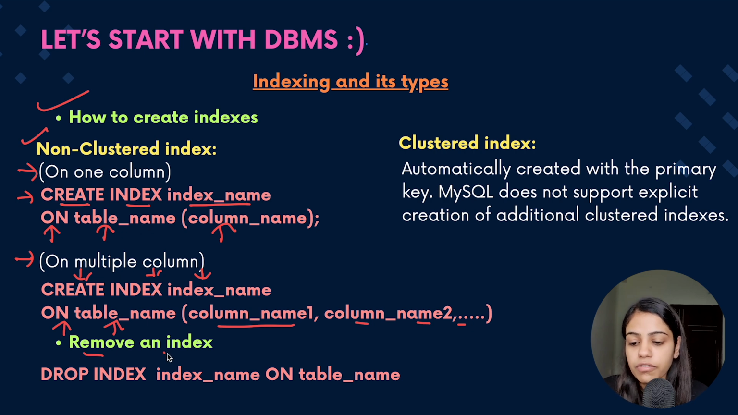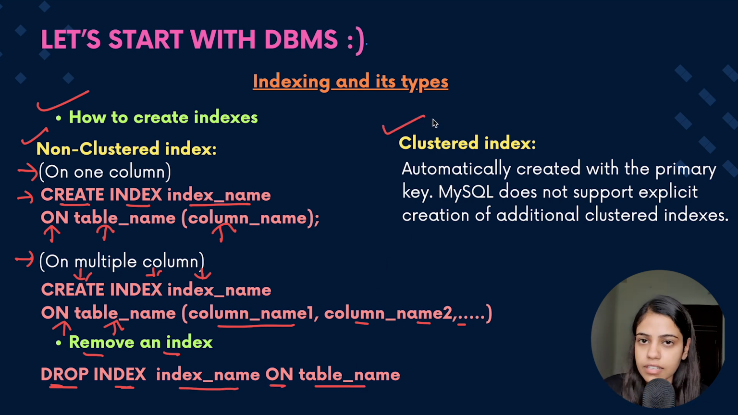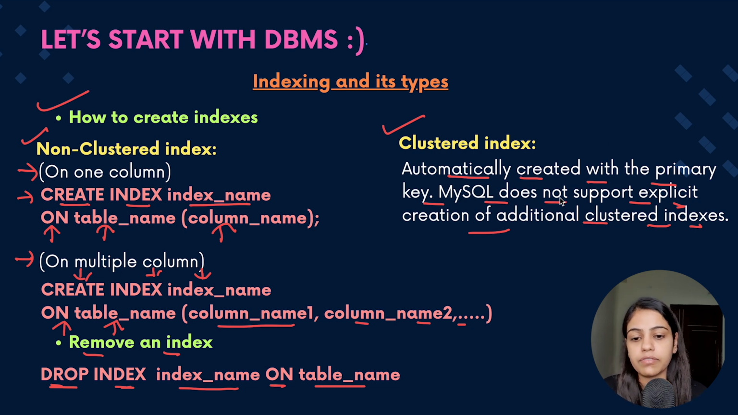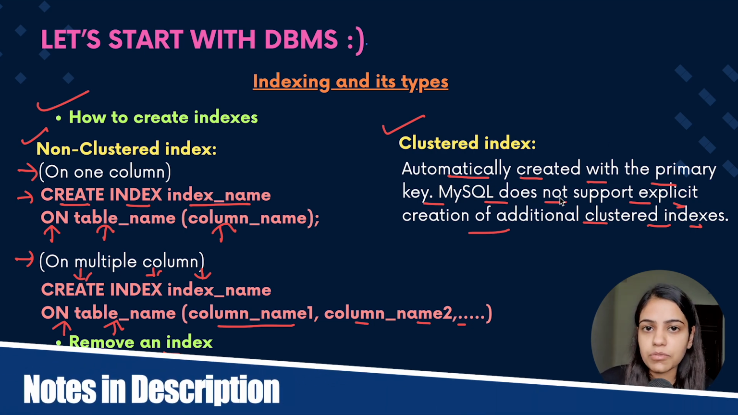Now when we want to remove an index, we give the command DROP INDEX, then the index name, and then we provide ON, and then the table name. Now coming to the clustered index, it automatically gets created with the primary key. MySQL does not support explicit creation of additional clustered indexes. It automatically creates one with the primary key itself. So this is all about indexing and types of indexing.